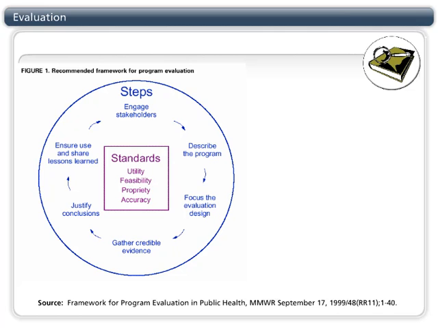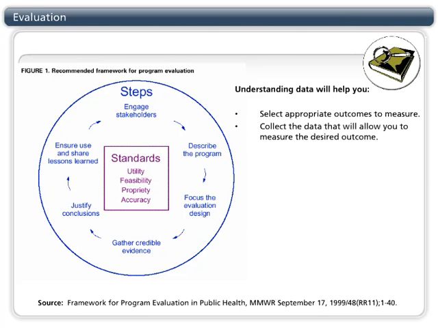As you can see, evaluation is a cyclical process, with no clear beginning or end, and, of course, data is an important factor throughout the process. You would use data in describing the program, specifically in outlining the potential and expected effect. As you focus on your evaluation design, you would use data in selecting appropriate outcomes for measurement and establishing baseline measures. When gathering credible evidence during your evaluation, you would determine the data elements you'll want to collect so that you can measure the outcome of interest. You would justify your conclusions by using the supporting data that you've collected.